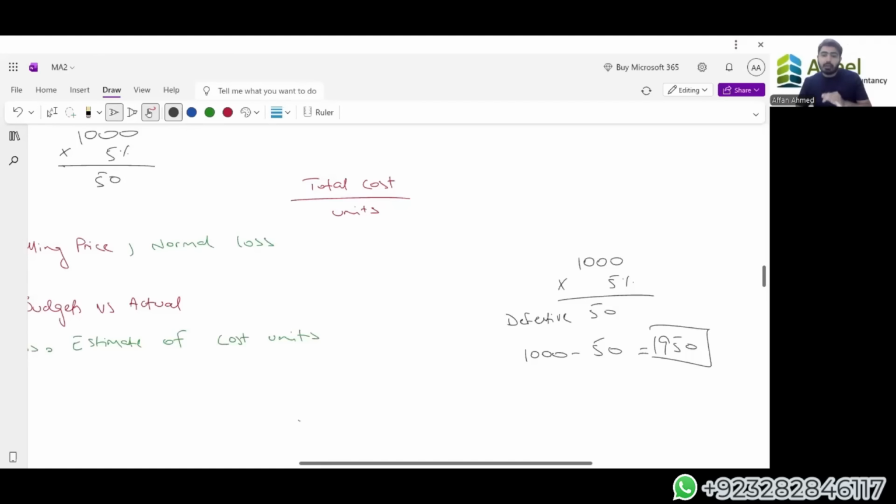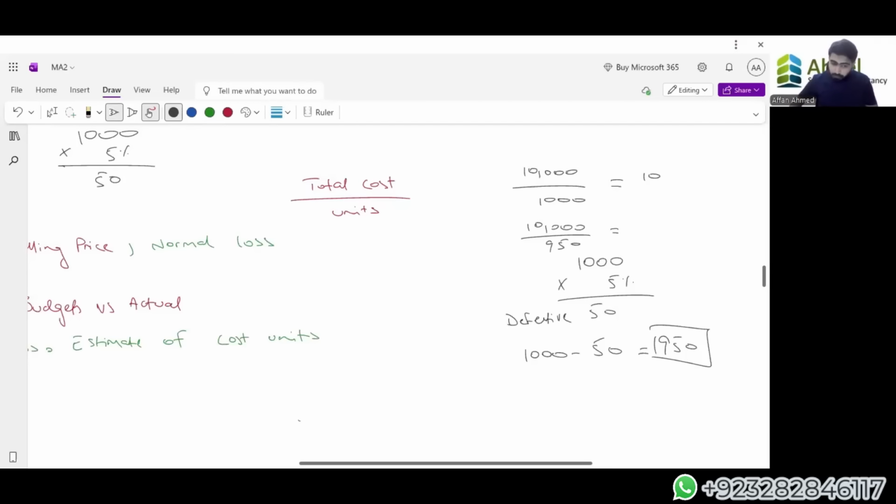So shouldn't we try to recover the cost identified in the process and allocate the price on the goods that we can sell? We should. Let's say the total cost of the process was 10,000. If there was no normal loss, the unit cost would have been 10. But because there is a normal loss and we want to recover it, we will divide 10,000 by 950 only. If you're dividing it by 950, what will happen? The overall cost per unit will change.